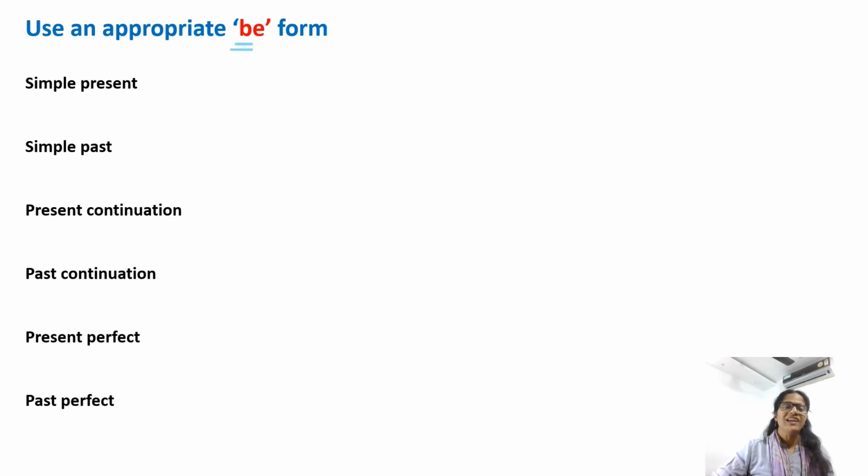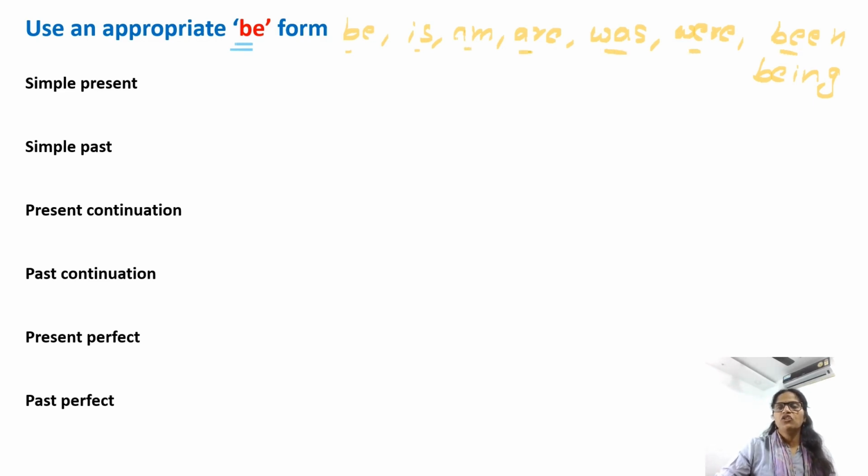Now next rule, use an appropriate be form. This be form is an extra be form we have to use in passive voice. Now what are the be forms? Be forms are be itself, is, am, are, was, were, been and being. These are the be forms. Any of these words need to be used in passive voice. If there is a be form already in active voice, you need to add one more be form in addition to that. Which be form to be used? Okay, that we will learn now.